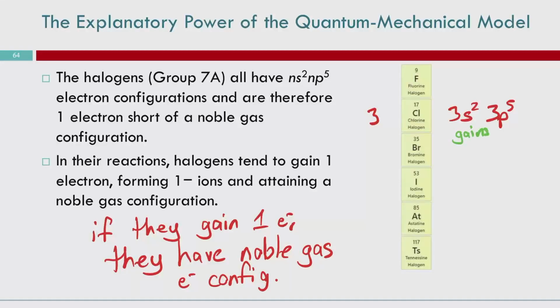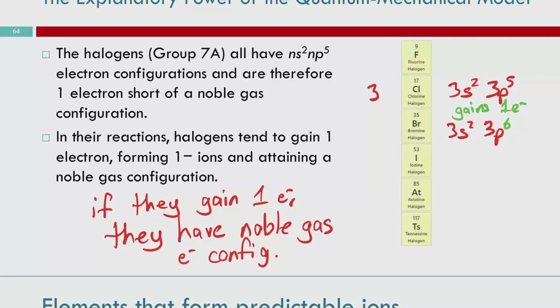If it gains 1 electron, then it becomes 3s2, 3p6, which is the same as the electron configuration for argon. So if it gains 1 electron, moves 1 spot over to the right, then it becomes like a noble gas. It unlocks that extra level of stability, and it's especially stable, or as we often think of it, happy.